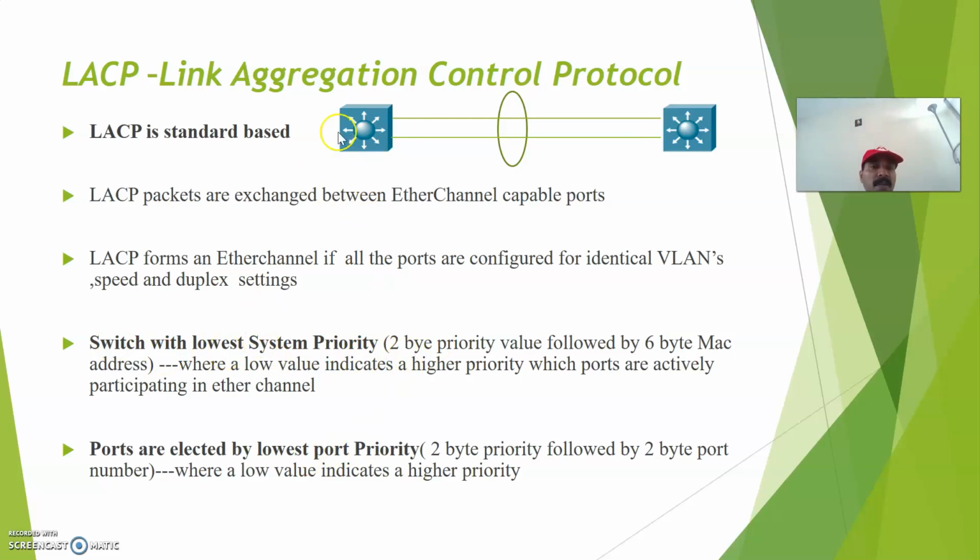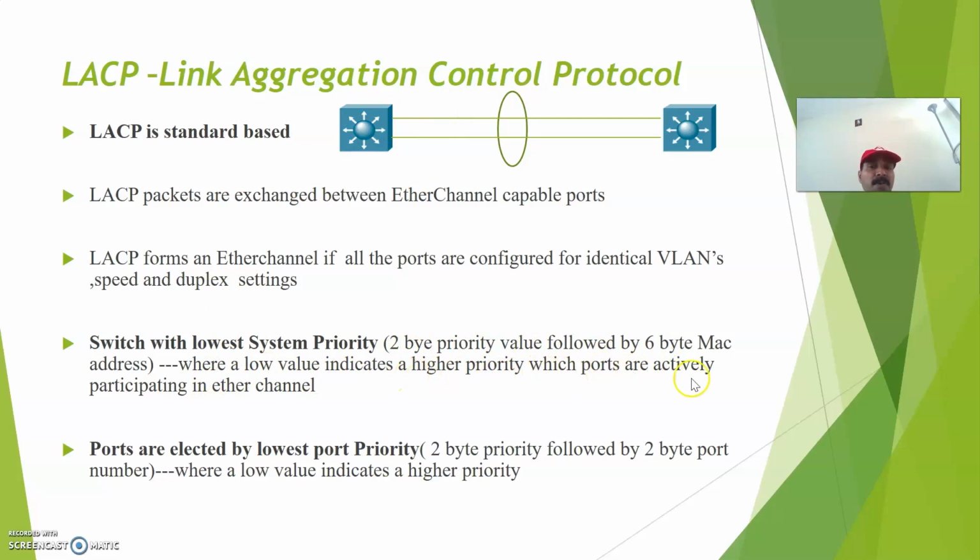The switch with the lowest system priority is allowed to decide which ports participate in the EtherChannel. So it indicates which ports are allowed to actively participate in the EtherChannel. So always the lowest system priority is determined. That is a 2-byte priority value followed by a 6-byte MAC address, where a low value indicates the higher priority.